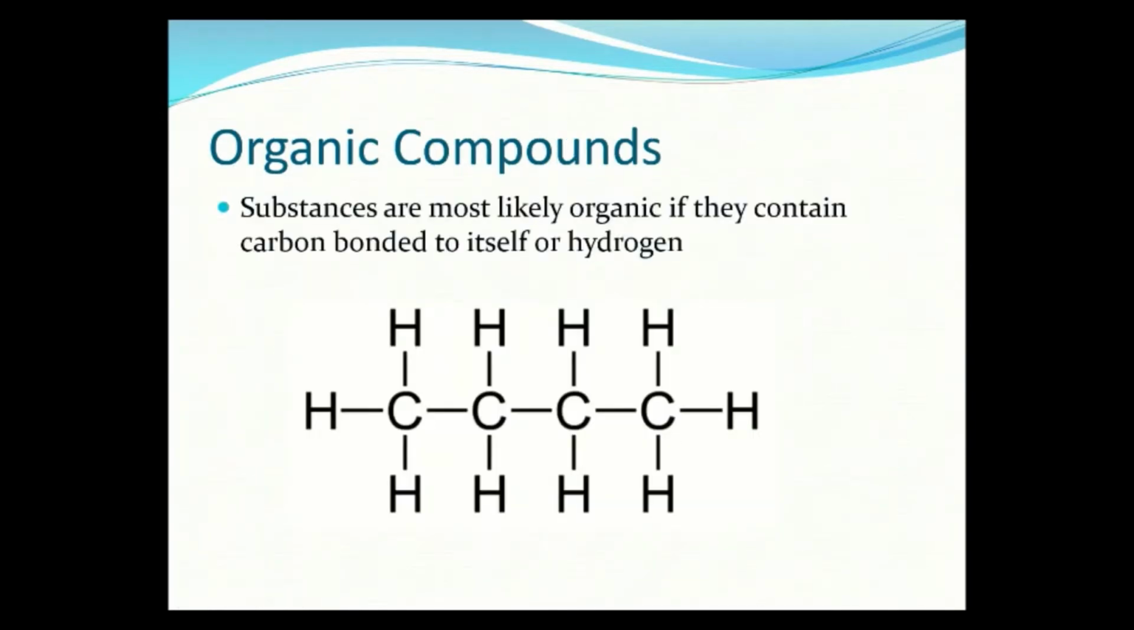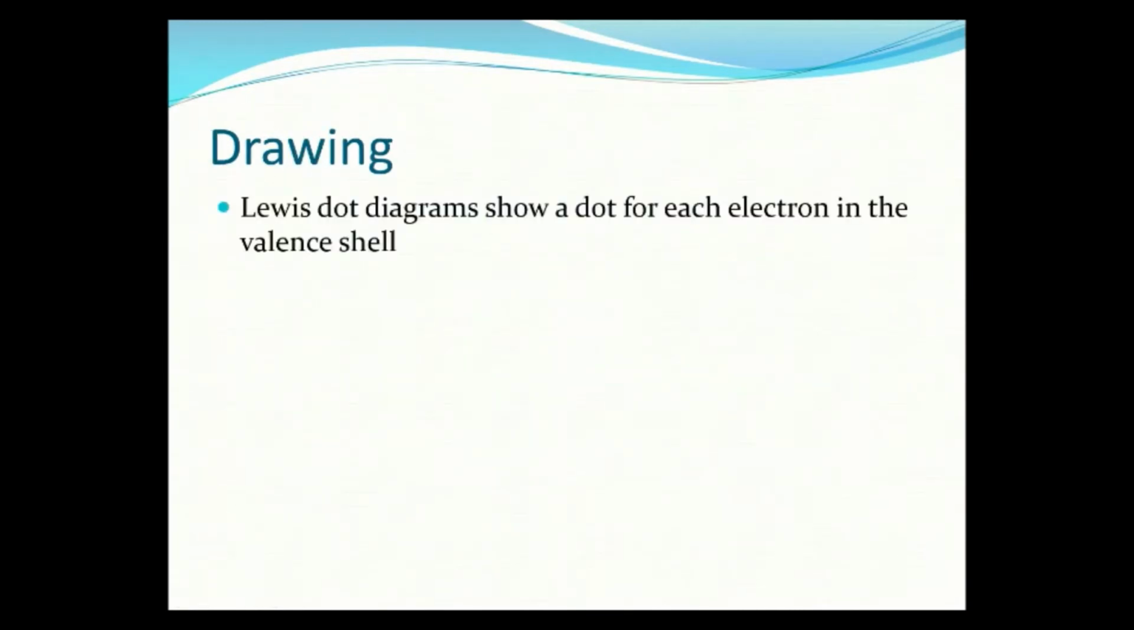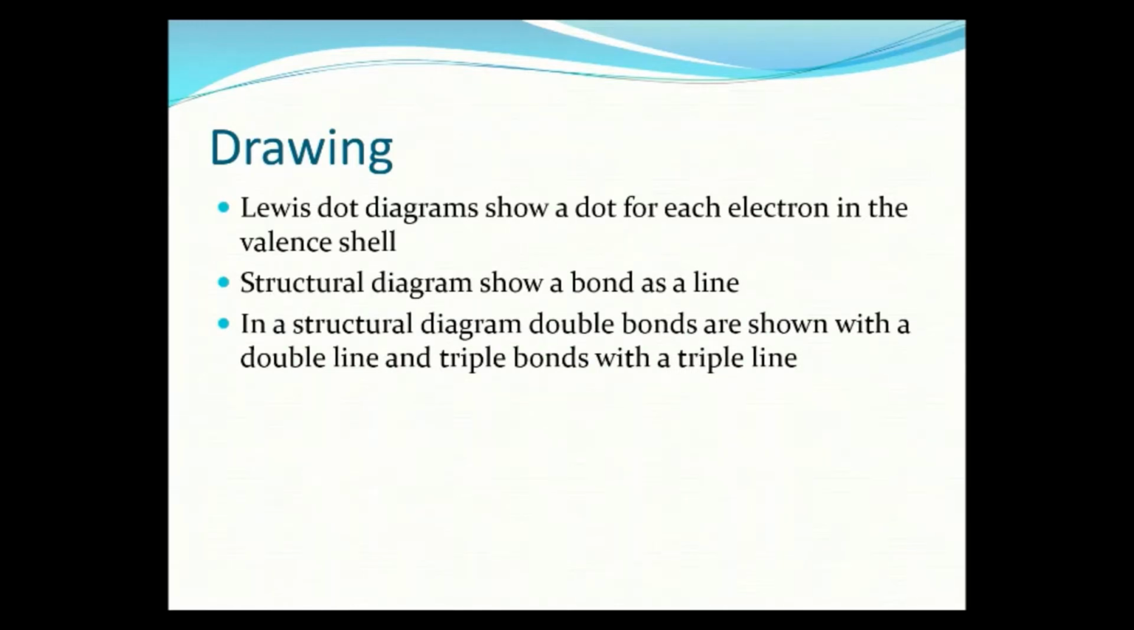So organic compounds, the way you can spot them is if they have carbon and hydrogen mostly. They can have other things in there like oxygen, but mostly you have this long carbon chain with hydrogens all around it. So you need to know how to draw them. Lewis dot diagrams show a dot for each electron in the valence shell, and you did this in Science 10. And structural diagrams show a bond as a line, and you probably haven't done structural diagrams yet unless you've taken other chemistry courses. In structural diagrams, double bonds show a double line, and triple bonds are a triple line.